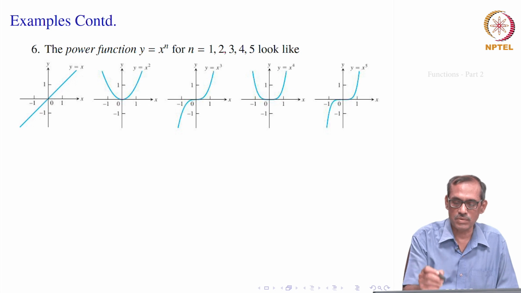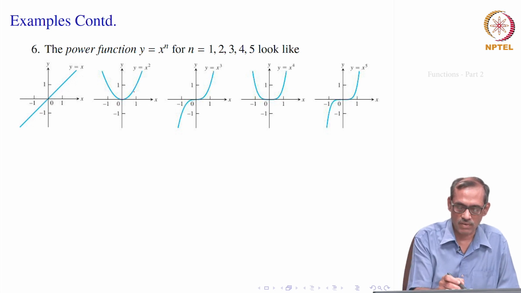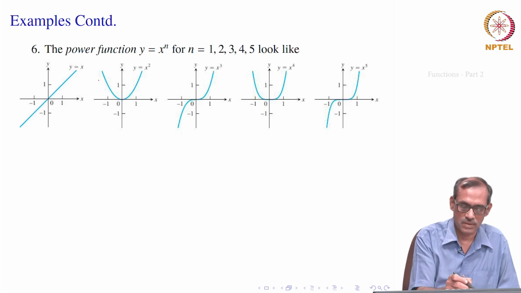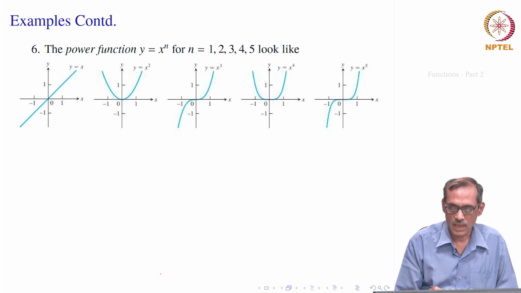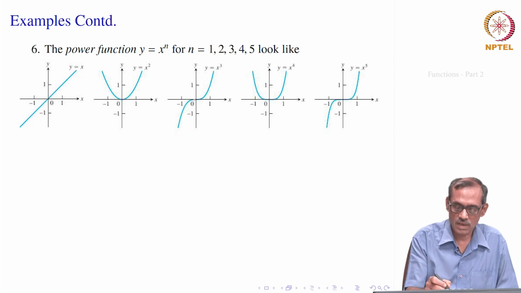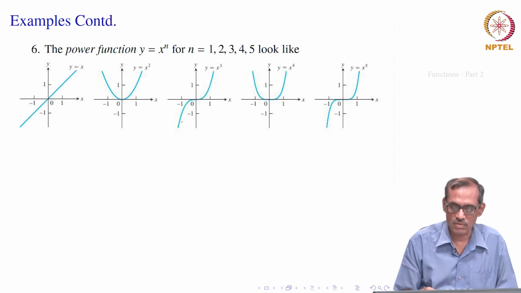When you take n equal to 2, it is y equal to x square. That is the second one, which looks like a parabola now. At 0 it is 0, at 1 it is 1, at 2 it is 4, at minus 1 it is 1, at minus 2 it is 4, and so on. It is a parabola. If you take x cubed and plot it, maybe with a graphing calculator or in the computer, you would see the graph would look like this, y equal to x cubed.